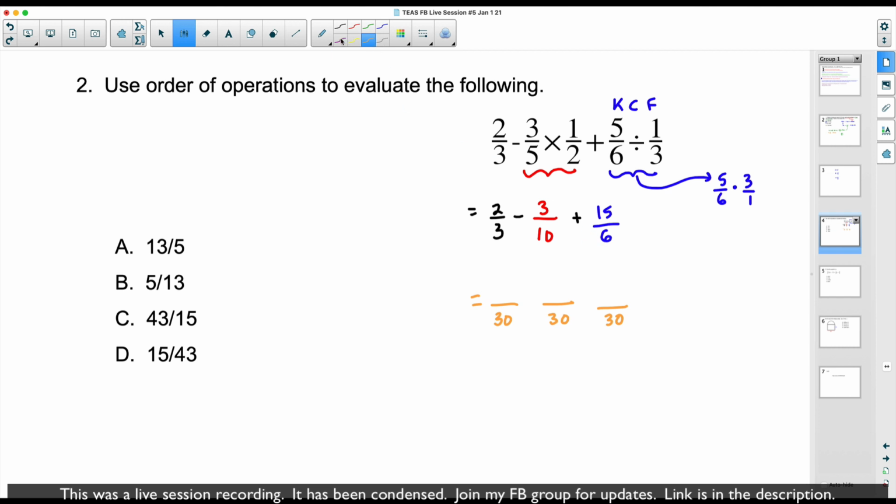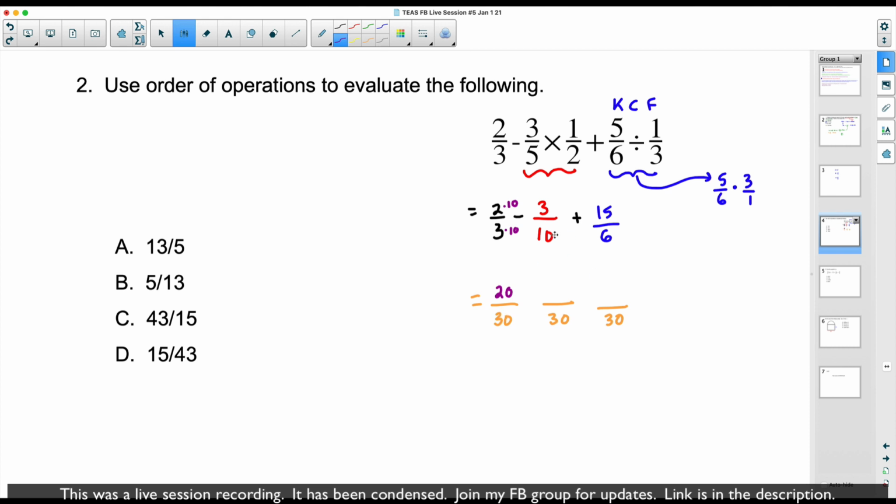Now, what we have to do here, folks, is ask ourselves, okay, what are we changing here? We had a 3 originally. We have to multiply by something to get 30. Well, 3 times 10 gives you 30. As long as you do it to the bottom and the top, that's totally fine. That's our new fraction for 2/3. 20 over 30 is the exact same thing as 2/3.